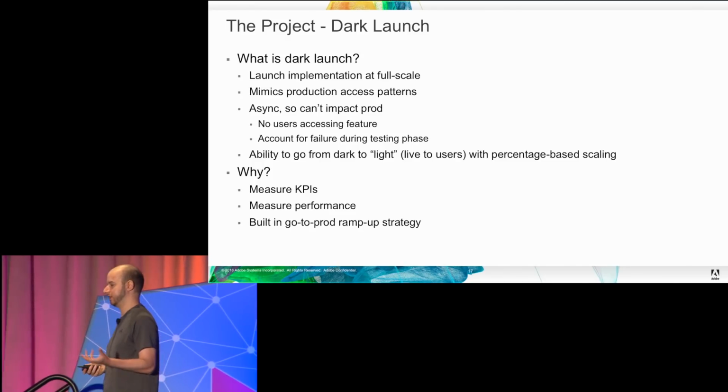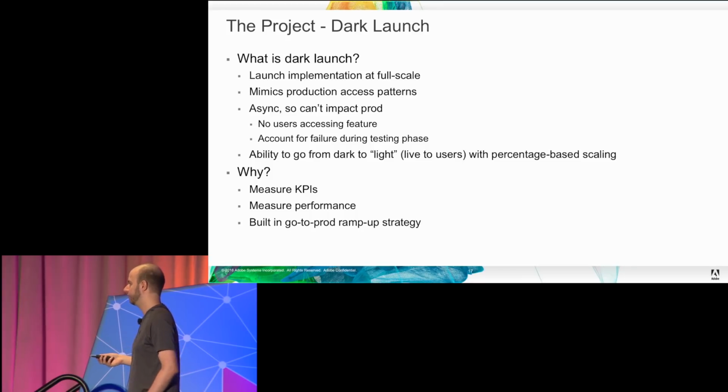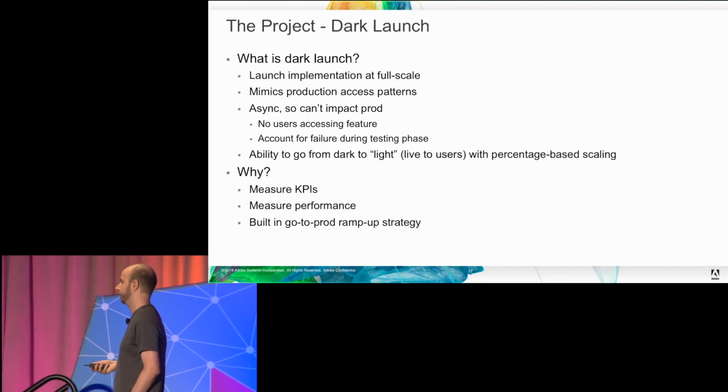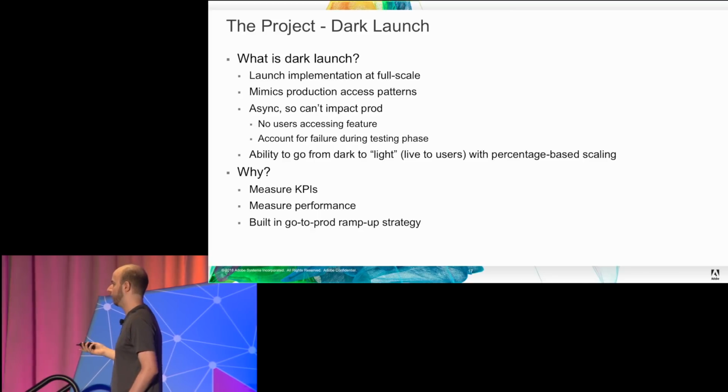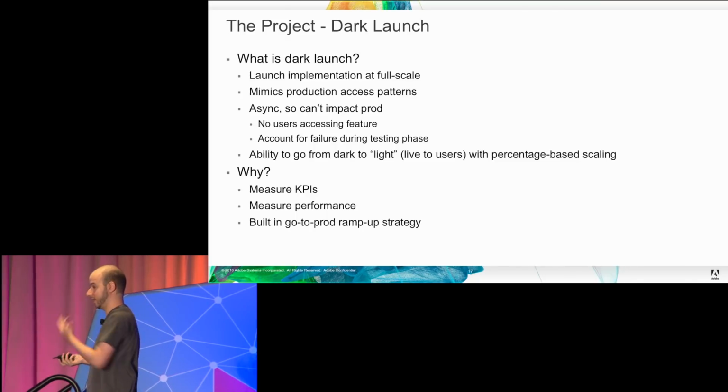So what you'll do is have asynchronous jobs go off in the background whenever anything happens to mimic that exact traffic pattern. Because we have a lot of times of spike activity that we want to measure and make sure everything works well. And why do you do this? Because you can measure KPIs, measure performance, and it also gives you a built-in ramp-up strategy.